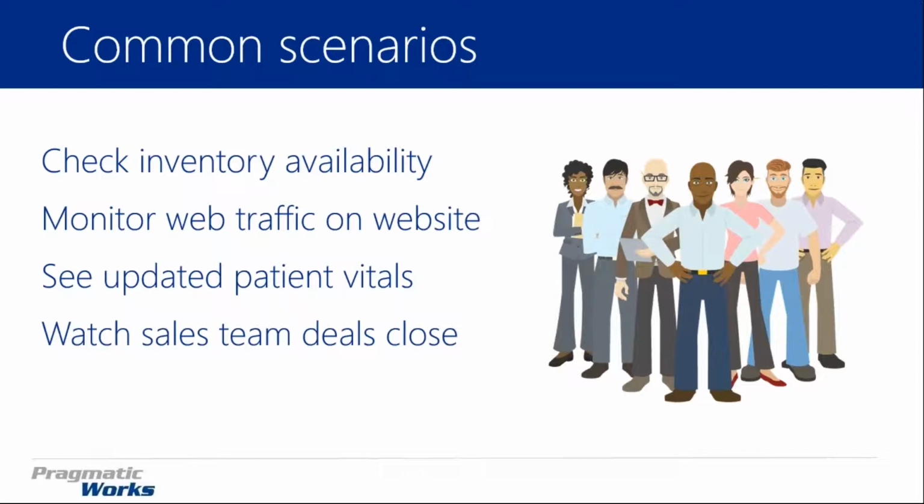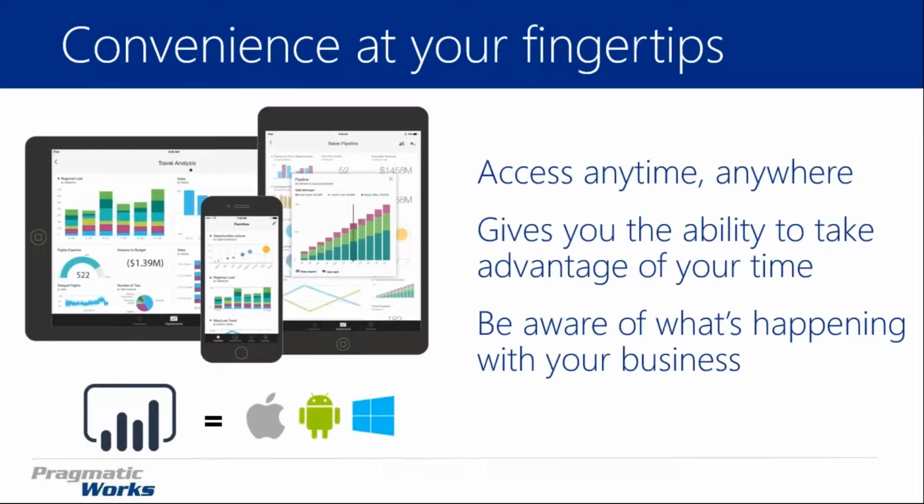Well, it looks like you got 6 deals that are about 60% ready to close. What is it going to take to push those over the line? So you can have that information at your hand, and that's really the key part of this here. So how does that get done? Well, that's done again through the Power BI mobile app. It's convenience at your fingertips.